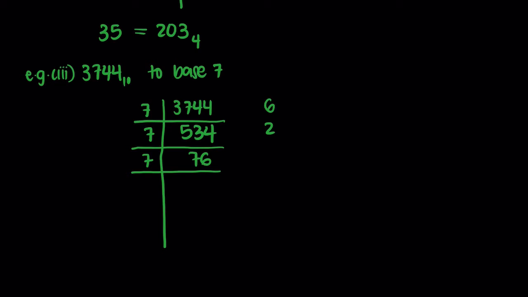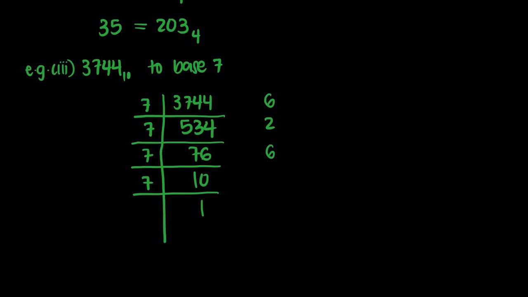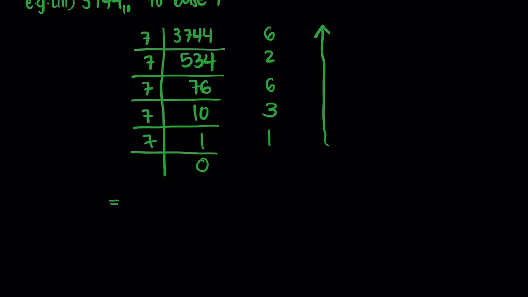76 divided by 7 is 10, and that leaves a remainder of 6. 10 divided by 7 is 1, and that leaves a remainder of 3. 1 divided by 7 is 0, and we have 1 left as a remainder, which means we're done. And reading from the bottom up, we get 3,744 is 13,626 in base 7.